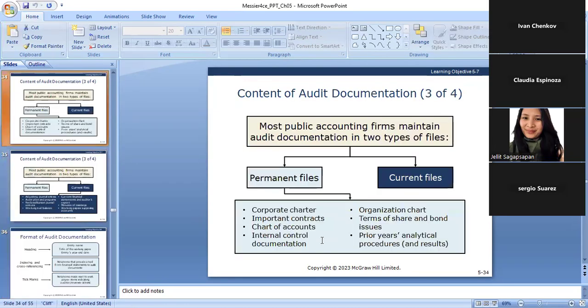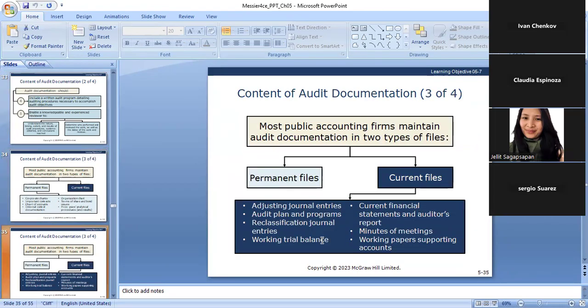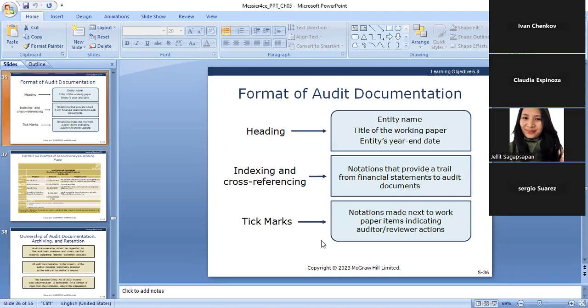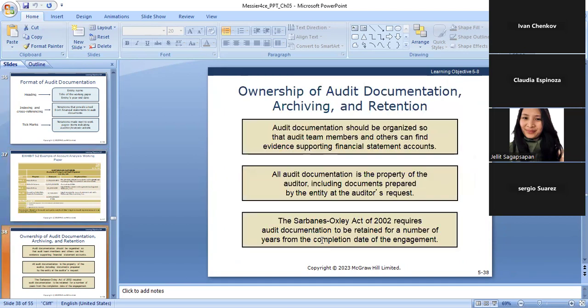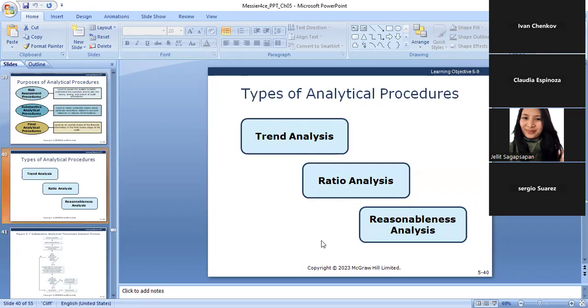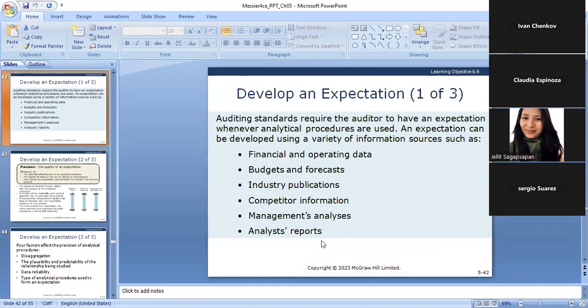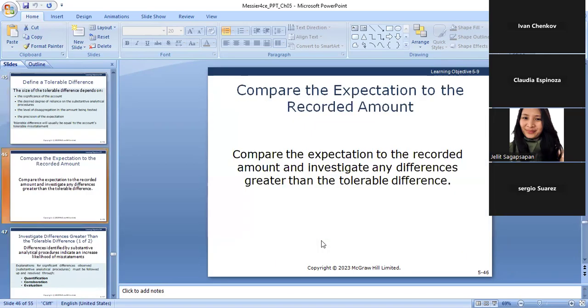And the audit documents, again, the content of the audit documents: what will be the difference between the current files and the permanent files, which we have to keep in our records. If you don't keep those records, I think the CPA does a review of all the practitioners about the documents that they're keeping. The purpose of analytical procedures, why we need those analytical procedures, and developing the expectations when we're doing the audit.